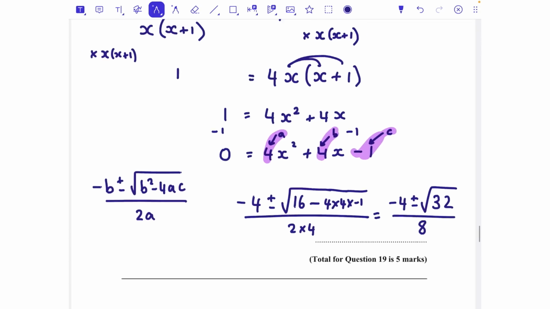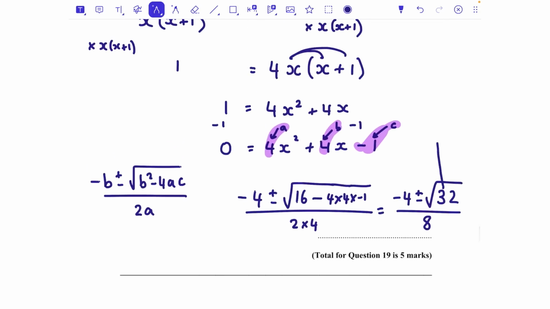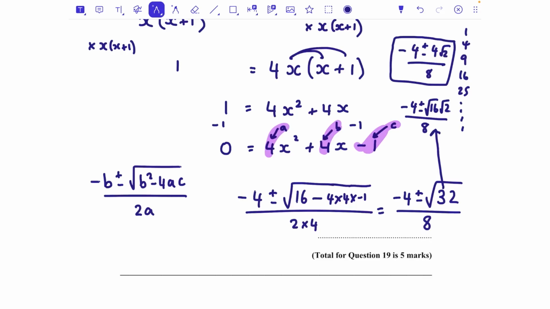Now, a little bit earlier, we saw that if you had a surd, a square root, that had a factor that was 1, 4, 9, 16, 25, or all of the other square numbers, then you could simplify it. And this root 32 has a factor of 4. So we're going to change it. Oh no, it has a factor of 16. That's even bigger, isn't it? It's even better. So we're going to change it to be minus 4 plus or minus root 16 root 2 over 8, which is minus 4 plus or minus 4 root 2 over 8. So that's where we're at. And now, because everything is in the 4 times table, I'm going to divide by that.